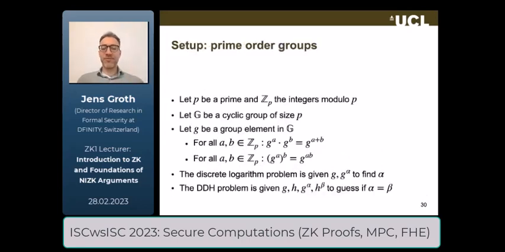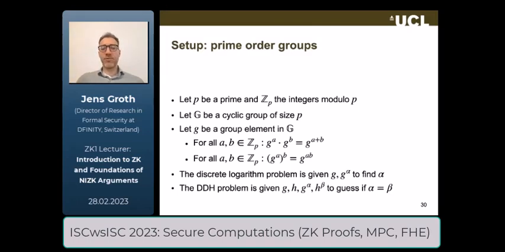Okay, and let me use, through here, an example with a cyclic group. So let P be a prime, Z_P the integers modulo P, and G be a cyclic group of size P, right? So what that means is that if we have a group element g, then g^a multiplied with g^b would be g^(a+b). Everywhere, I'm not going to write that explicitly, but whenever you see a plus b or a times b, you should think that it's always reduced modulo P.